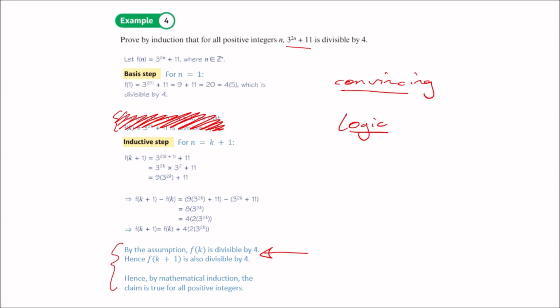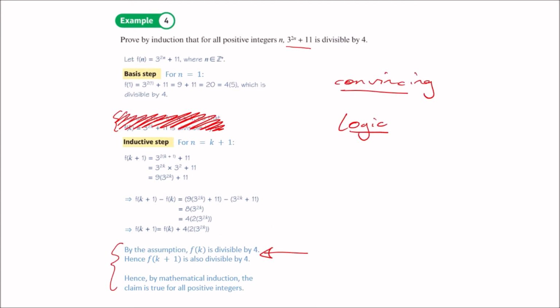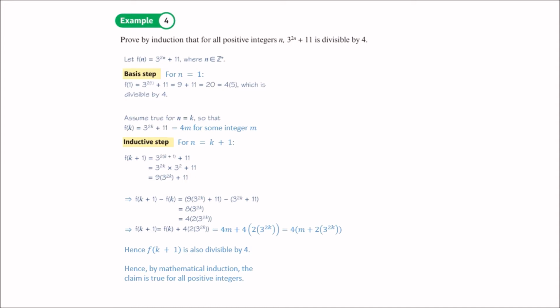Actually, just while we're on this example, I prefer to write it like this. Instead of writing divisible by 4, use a bit of algebra, be certain. Divisible by 4 means it's 4 times some integer. And I think that actually makes it easier to make a conclusion at the end as well.